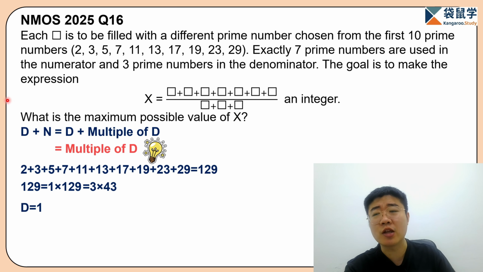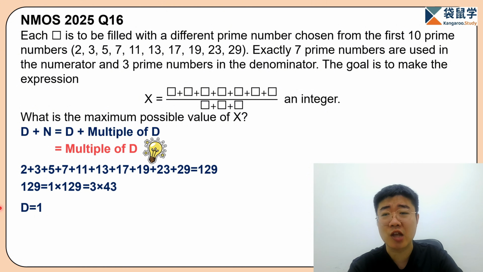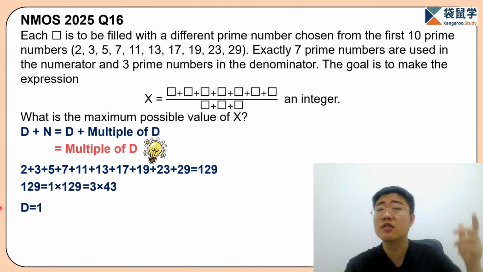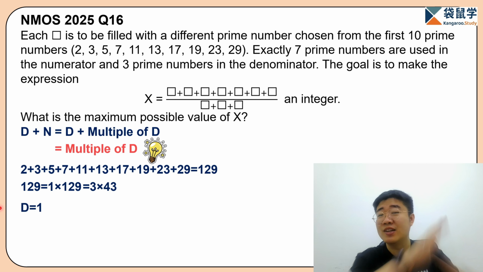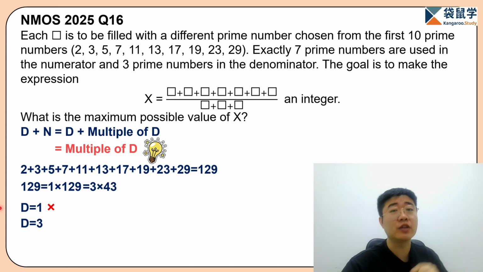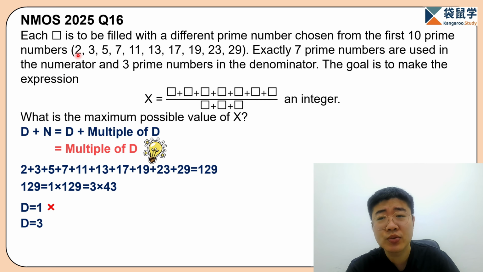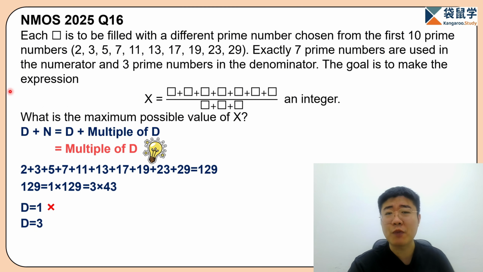Now, if the denominator is 1, is this correct? Definitely we can see there are 3 numbers in the denominator. Now 3 of them added together is definitely more than 1. So the first one is wrong. Then let's try: if the denominator equals 3, is this possible? We can see that the smallest numbers we can try are 2 plus 3 plus 5. Now these added together are already 10. So we know that this is also not possible.